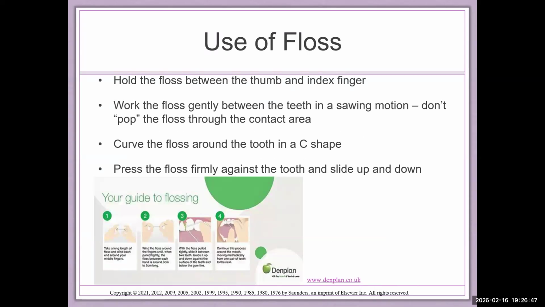You hold the floss between your thumb and your index finger. You wrap it around and work the floss gently between the teeth in a sawing motion. You don't want to pop in and pop out, because you could damage the gums underneath. Curve the floss around the tooth. Pick which tooth you want, curve it around, slide up and slide down, and then drag it out. Then you floss the same area again, but wrap the floss around the tooth in a C shape against the other tooth. So you're putting it in the same area, just wrapping in the different direction and coming back out again. I hope that makes sense.